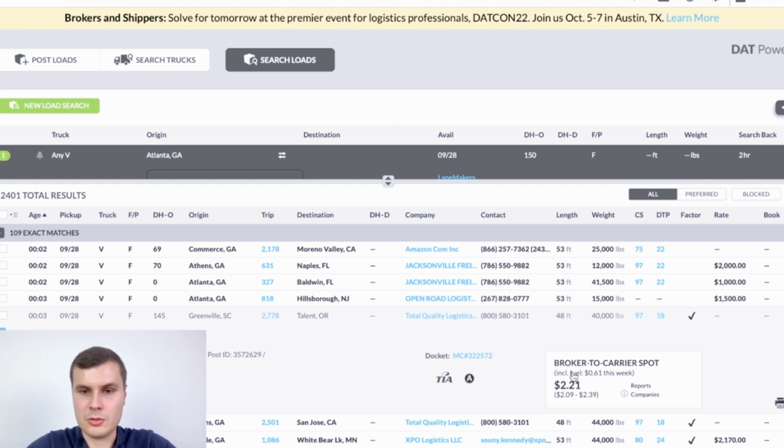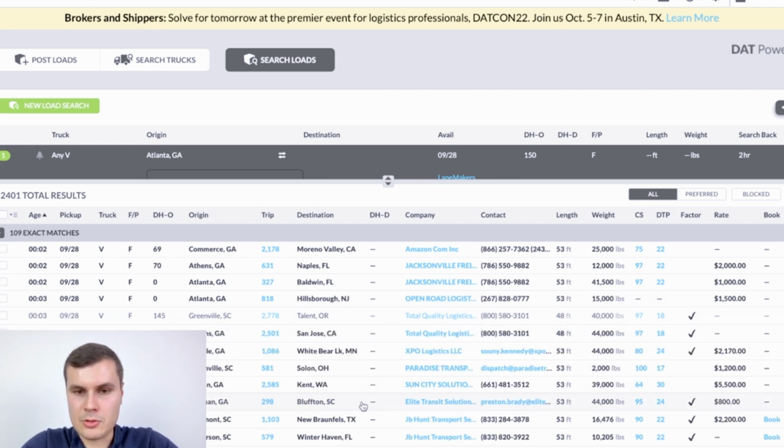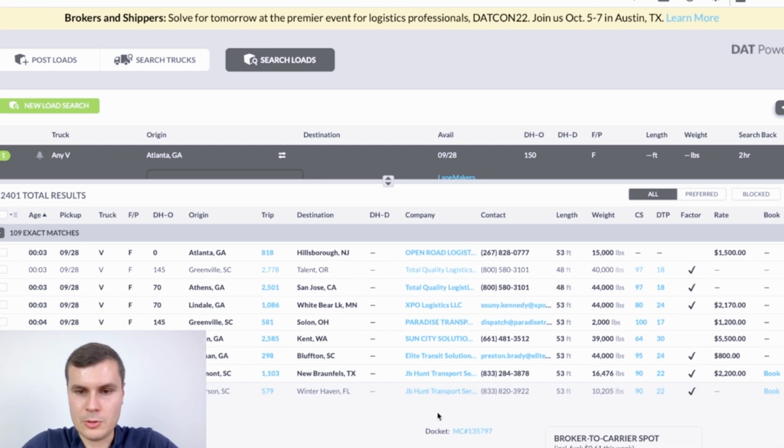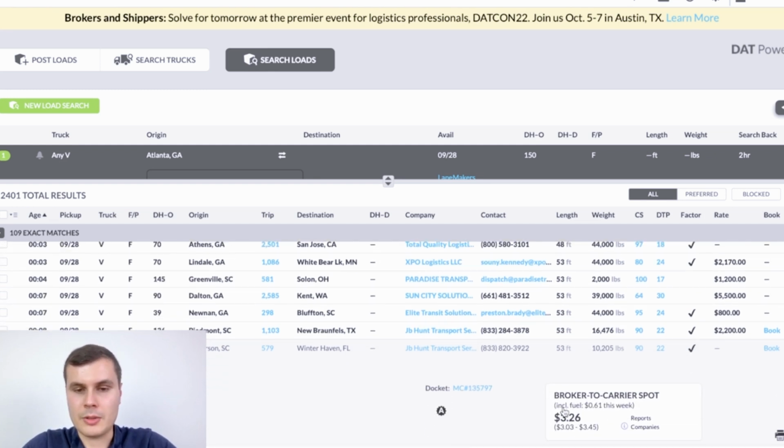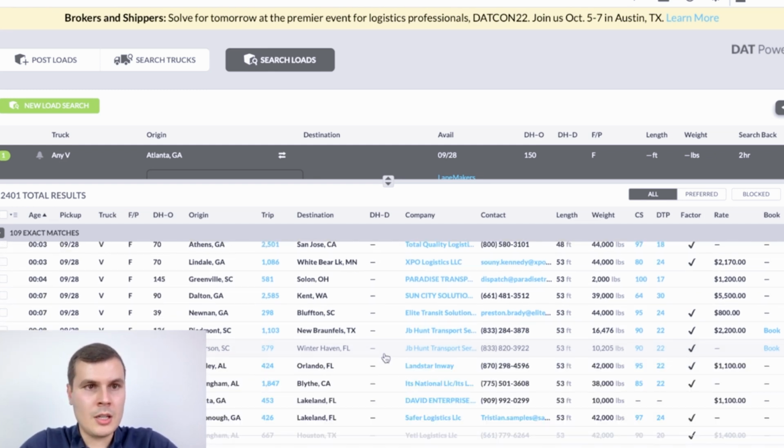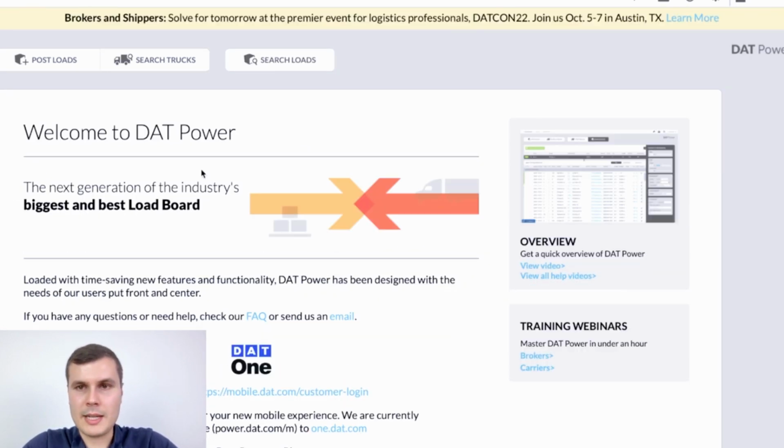It's very good to use this broker to carry a spot while looking at DAT trend lines to see some trends and to understand how close to this value you should be aiming for. This is available in any load search. Any load that I look for, I can always check out the broker to carry a spot for any lane. But I'm just leaving the search loads, going back to my load board.